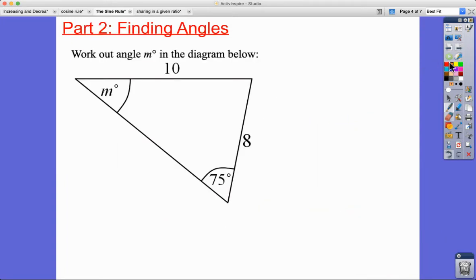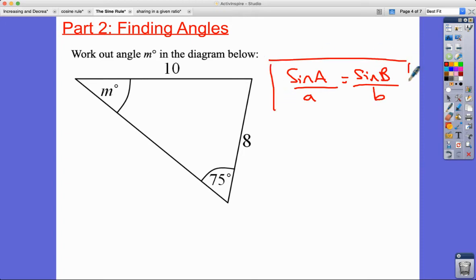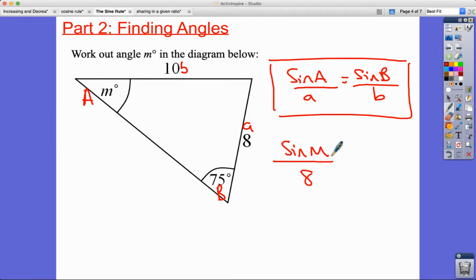Okay, let's look at finding angles next. Now, as I said before, all we need to do at this point is just to invert the sine rule. So there we go. Might want to label up. We'll call this one A, B, and b. I'm trying to find angle M, so sine M, because I've labelled the M with A, over its opposite side length, which is 8, is equal to sine 75 over 10.